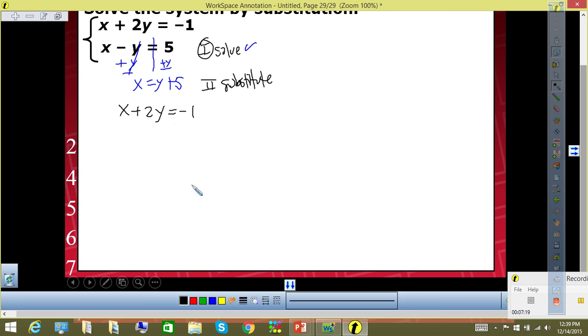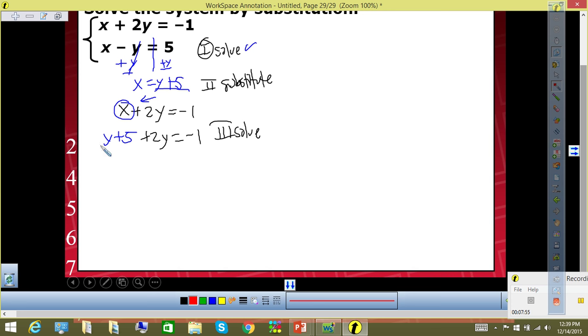And you're just paying attention. So what is x? Y plus 5. Yes? On the second equation, instead of writing x, guess what I'm going to write? That is correct. So this is y plus 5. I bring down the plus 2y equals negative 1. So that's why the third step, obviously, is to solve for the remaining variable.